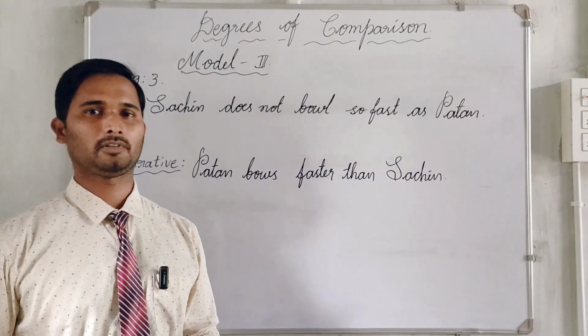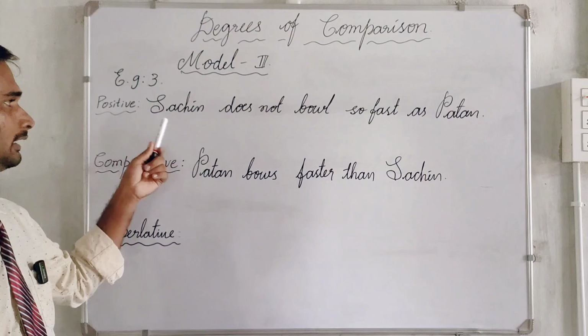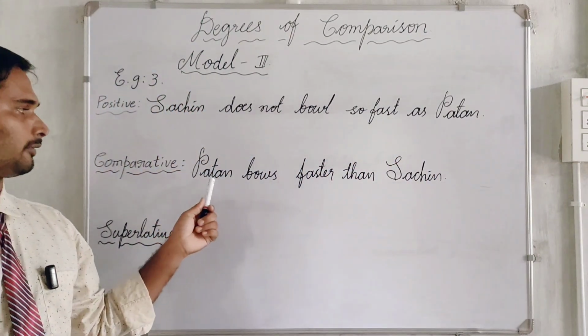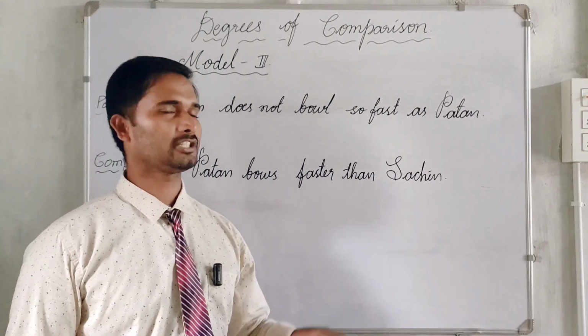Let us see one more example of Model 3. Sachin does not bowl so fast as Pathan. Comparative form: Pathan bowls faster than Sachin.